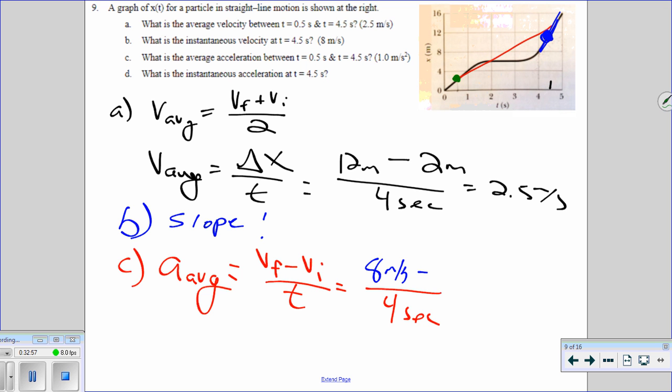Minus the initial velocity, which represents the velocity at this point. Do we know that? We can figure it out by finding the slope of this line, right? Does that make sense? Is that too hand wavy, or are we okay? Everybody happy? All right, so that's C.